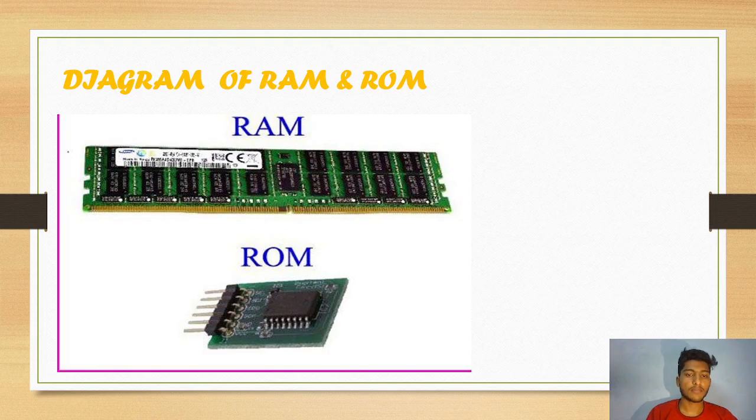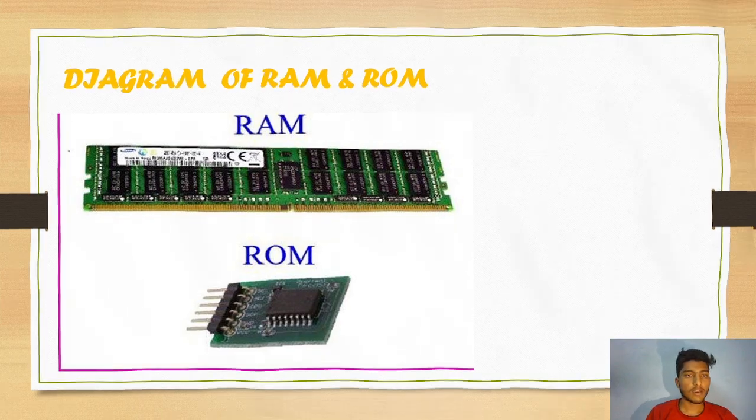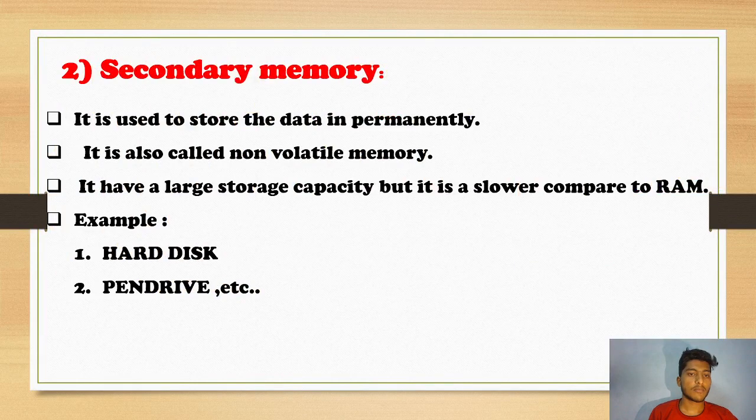These are the RAM features. Next, secondary memory. Secondary memory is used to store data permanently. It is called non-volatile memory, and it has a large capacity but is slower compared to RAM. Examples are hard disk and pen drive.